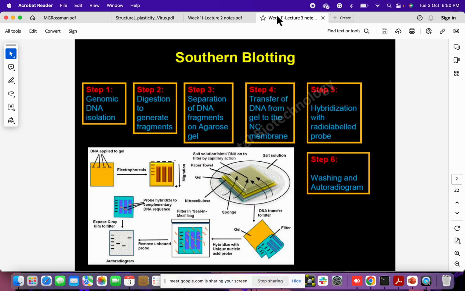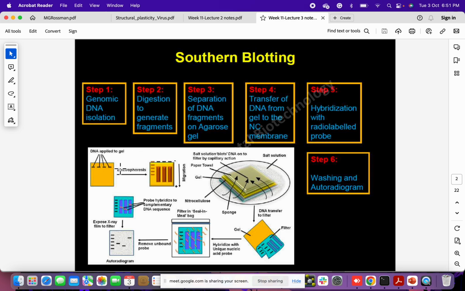Now we'll be discussing Southern blotting. Again, in step 1 you first isolate your DNA, then digest it to generate different fragments, separate those DNA fragments on agarose gel, and transfer the DNA from the gel to the nitrocellulose membrane. Step 5, hybridization with radiolabeled probe. Step 6, washing and autoradiograph.